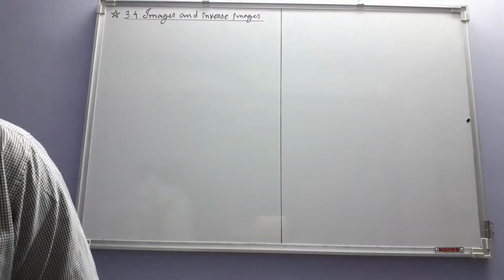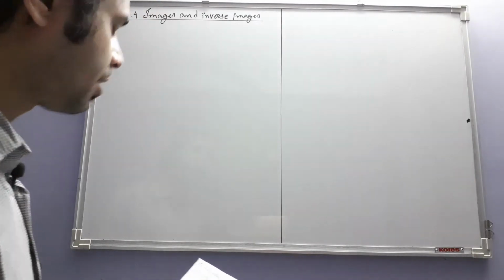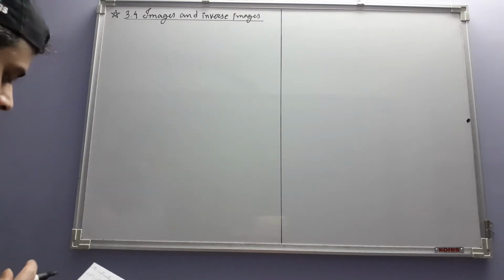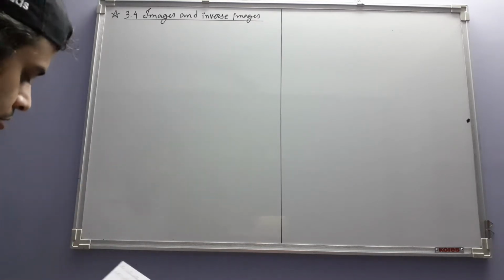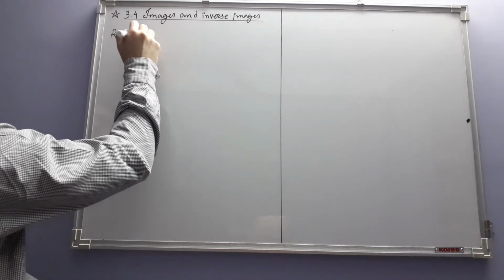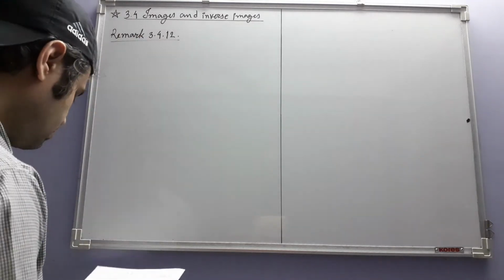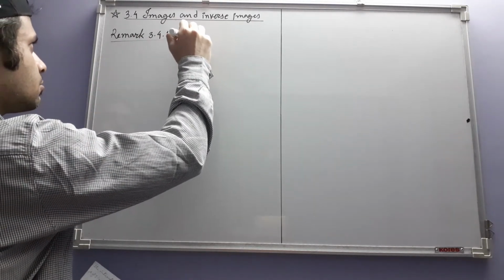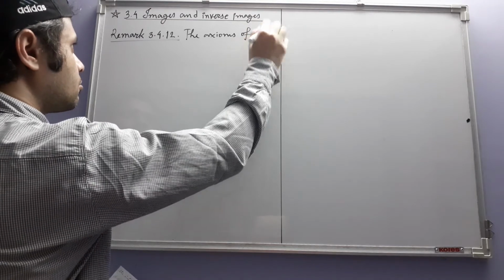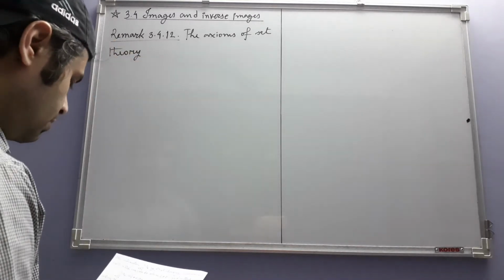Okay, so let us see the remark that I was talking about in the last video. So this section ends with this remark, and it's about all the axioms that we have seen so far. So the remark is this. The axioms of set theory that we have introduced.